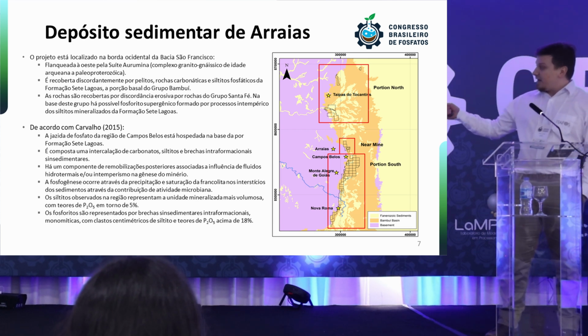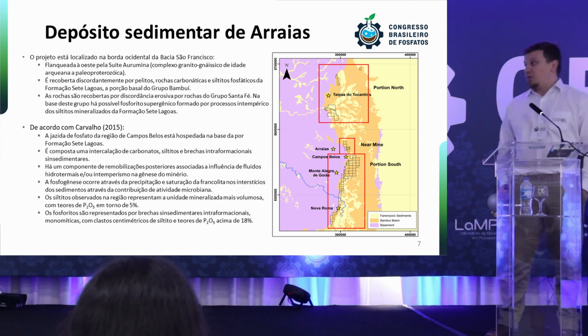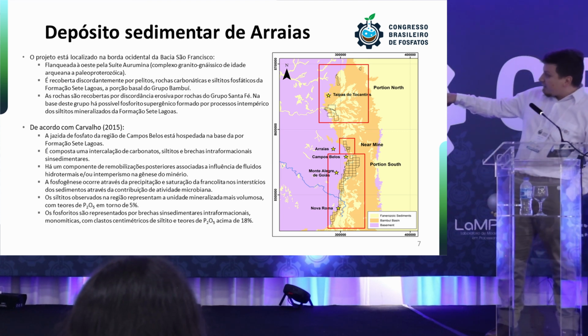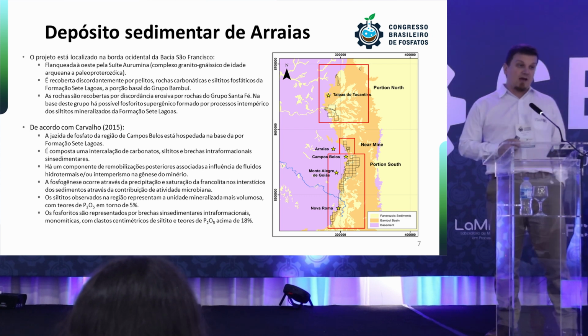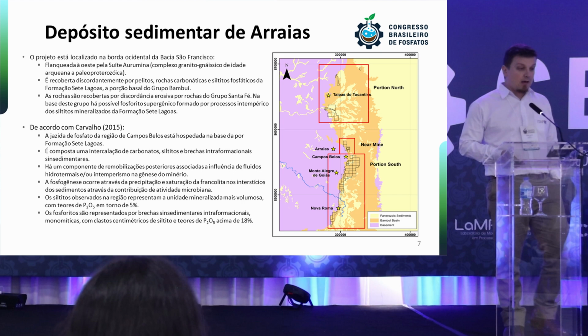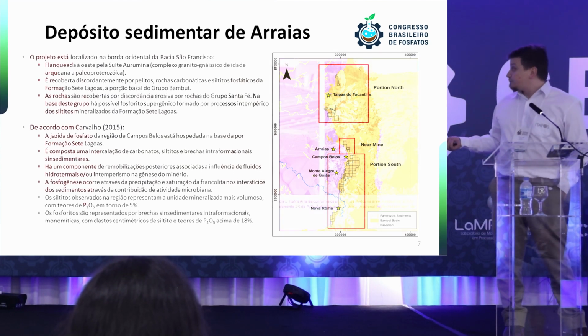As I have shown before, in red you can see the igneous granite deposits. And then we have the San Francisco Basin in orange with the pink, between which you can find the phosphate deposits from the Sete Lagoas Formation in the center of Brazil.